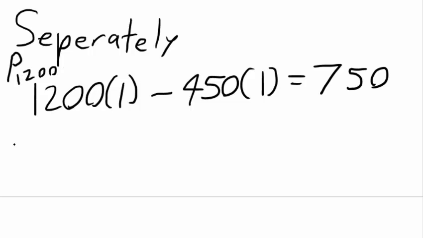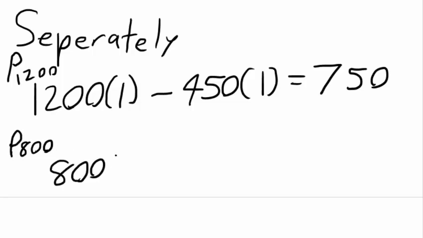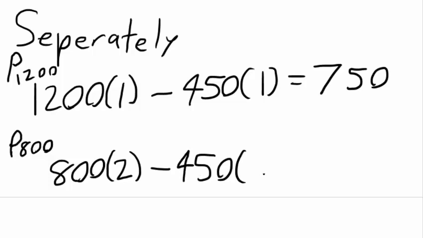So we can call this P1,200. Now if we were to set our price at 800, and we'll call this P800, we would have 800 as our price times our quantity, where here we would sell 2 because the consumer that has their maximum willingness to pay at 800 would buy it, and the consumer that has their maximum willingness to pay at 1,200 would also buy it. So 2 consumers would buy it at this price, and then we would subtract out our marginal cost, which is 450, and that would be multiplied by 2. And we get a profit of 700.